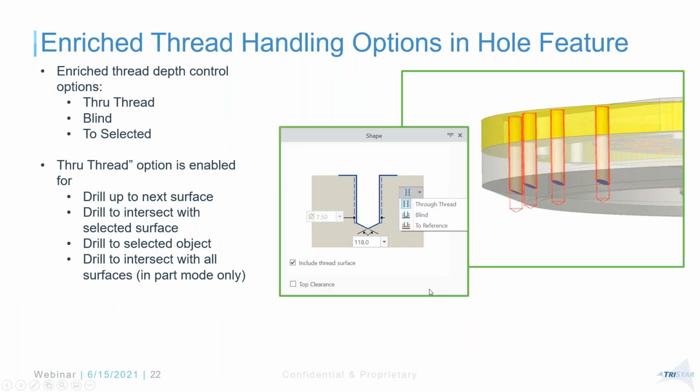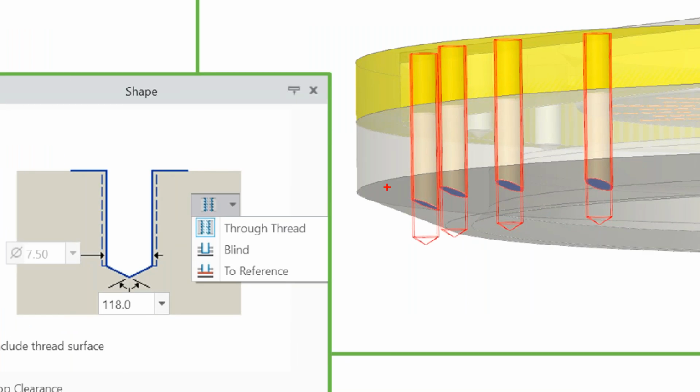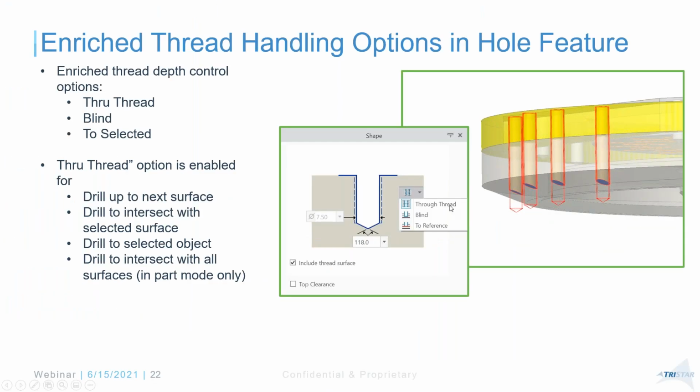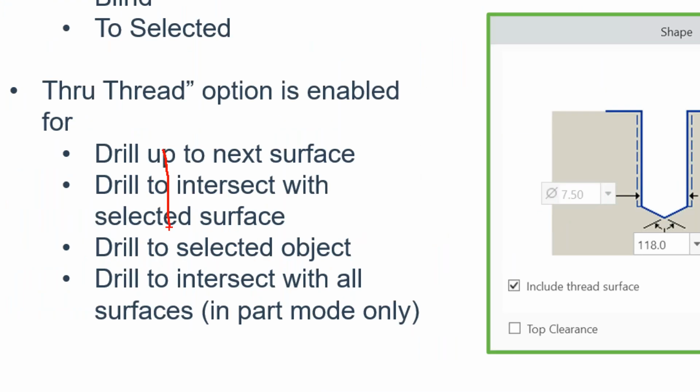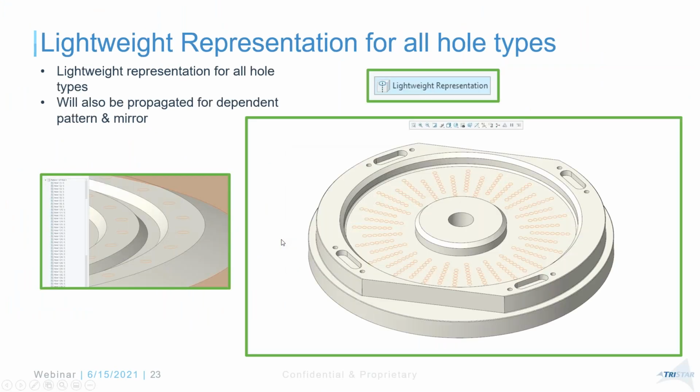A little more options in here. When you do the thread, you can control the through thread. Is it going to drill up to the next surface? It's a lot smarter than it used to be in Creo 7, especially when the hole itself goes through up to the selected surface, where you want the thread to stop here, or do you want to control that? You can control that through thread depth depending on what options you've selected here. So a few hole options.